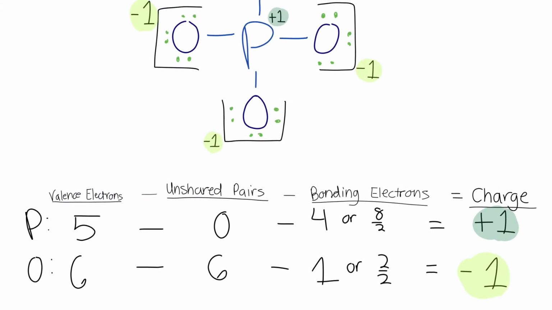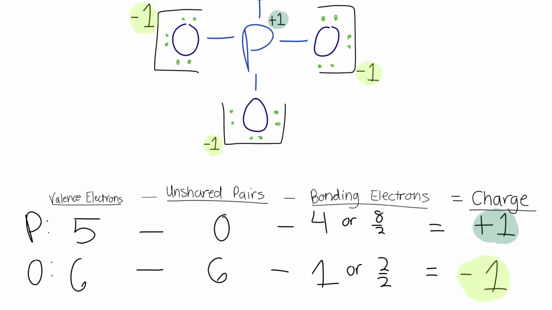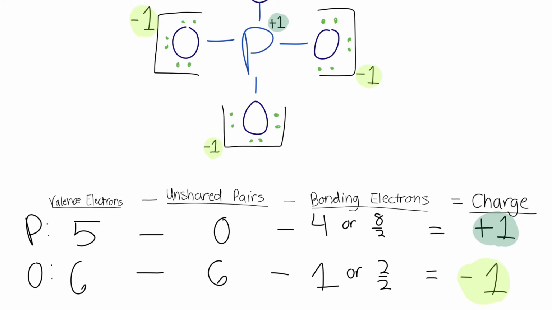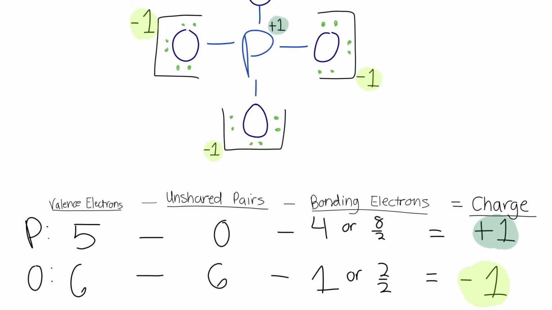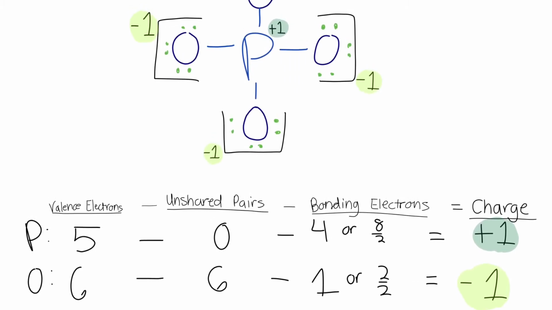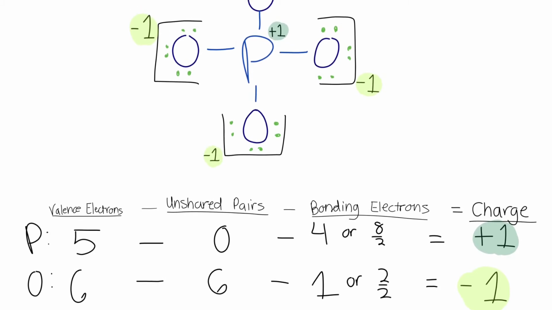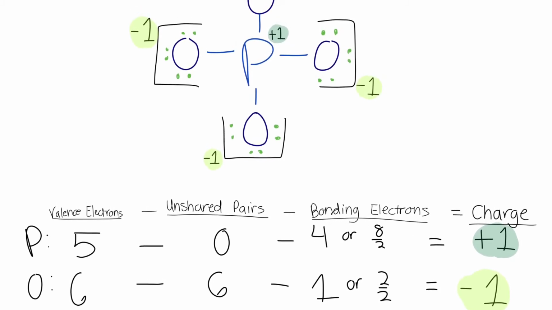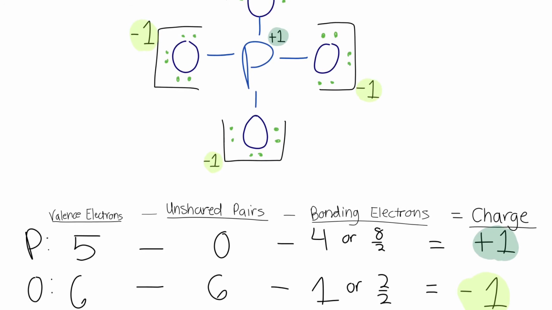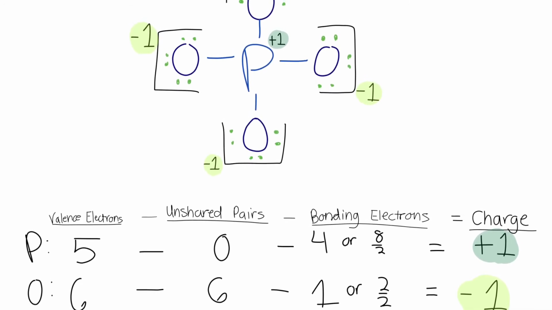To get the charge of each atom in this molecule, you have to do valence electrons minus unshared pairs minus bonding electrons. For phosphorus, you do 5 minus 0, which gives you 5 again, and then 5 minus 4, which gives you 1, giving phosphorus a charge of +1.